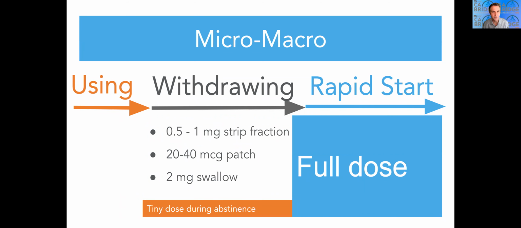Don't be tempted to baby dose it once you're in withdrawal, because once you're in withdrawal, it's all washed out. You want the full benefit of BUP. So go right to 16. So that's what I call micro macro.